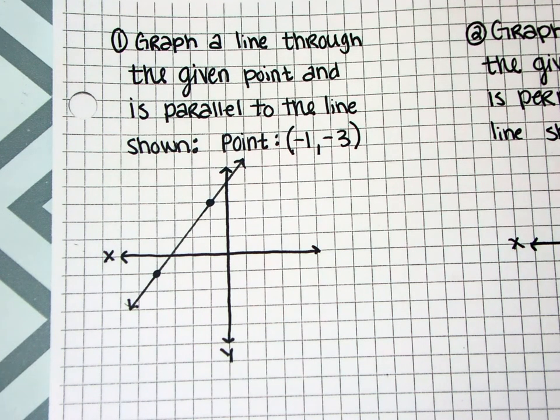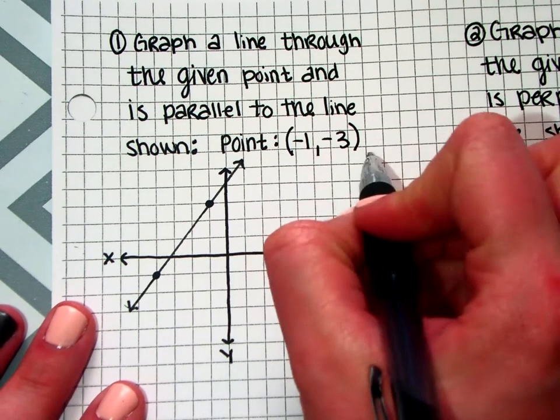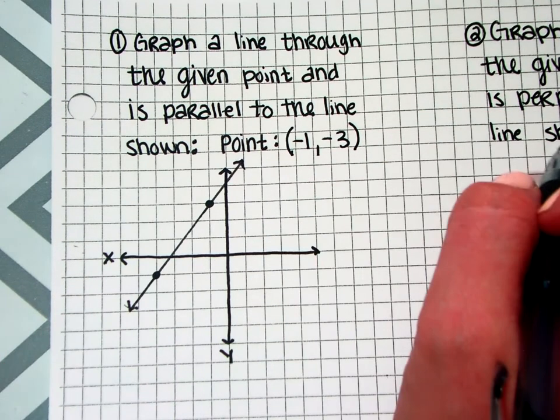In this video lesson, what we're going to talk about is graphing lines that are parallel and perpendicular through a given point. So let's go ahead and get started on this first one. It says graph a line through the given point and is parallel to the line shown. The first thing you have to do in these problems is to plot this point. That's why we provide it for you.